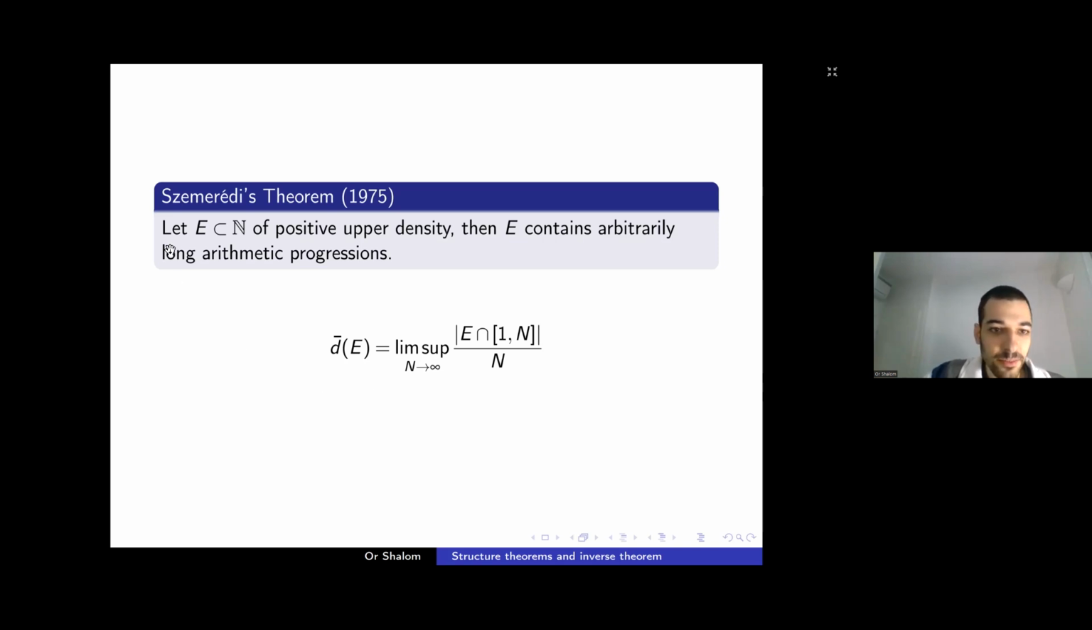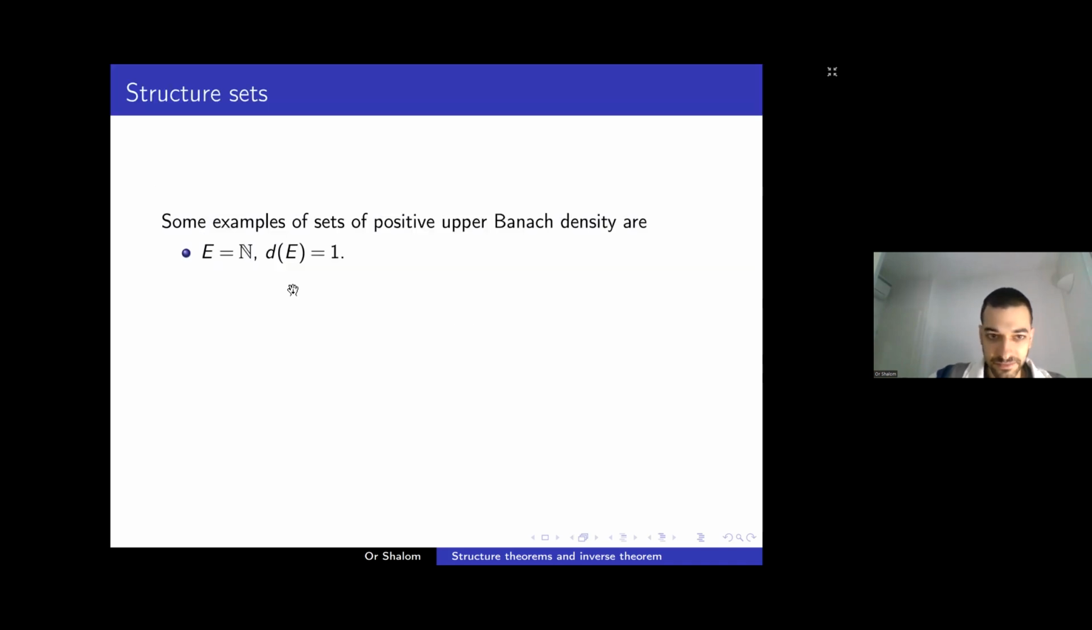So I would like to tell you a bit about how one proves this theorem. There are many proofs. There are ergodic theoretical proofs by Fürstenberg. There is a harmonic analytic proof by Gowers. There are many other proofs, but I will focus on the two I mentioned previously. So the first thing I would like to do is to give you some intuition about sets of positive upper Banach density. So let's see some examples.